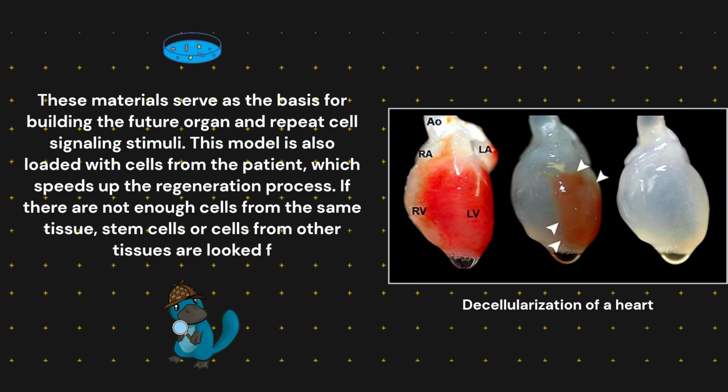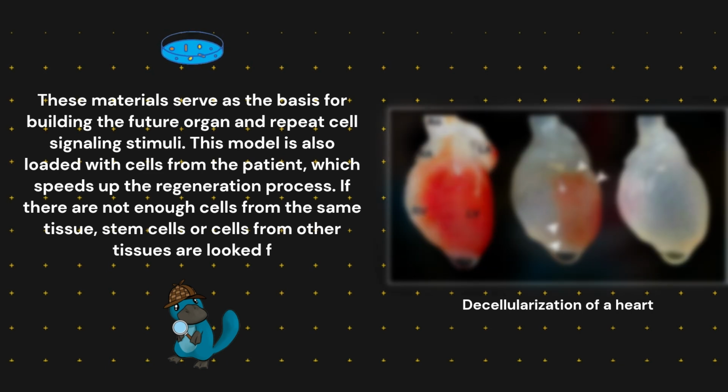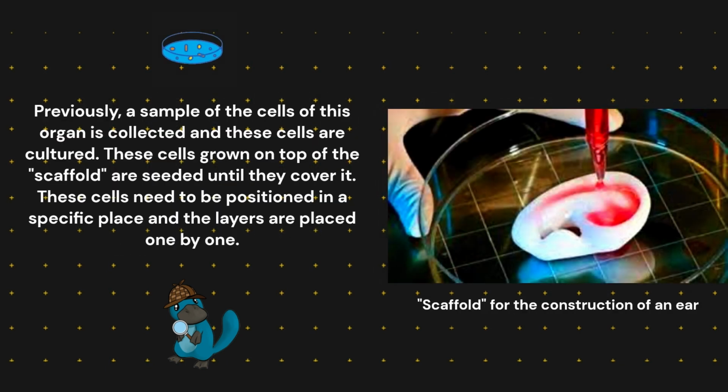These materials serve as the basis for building the future organ and repeat cell signaling stimuli. This model is also loaded with cells from the patient, which speeds up the regeneration process. If there are not enough cells from the same tissue, stem cells or cells from other tissues are looked for. Previously, a sample of the cells of this organ is collected and these cells are cultured.